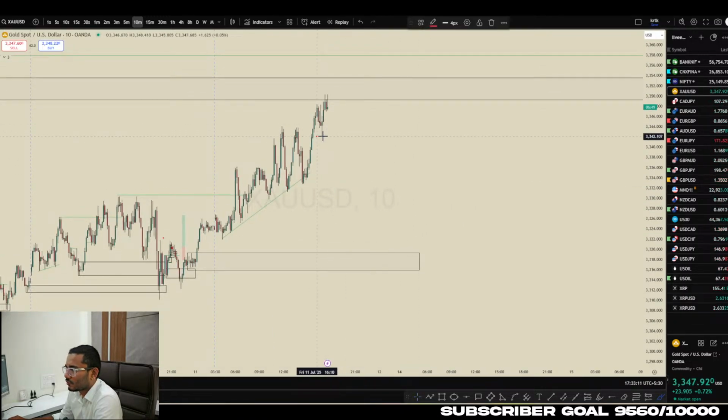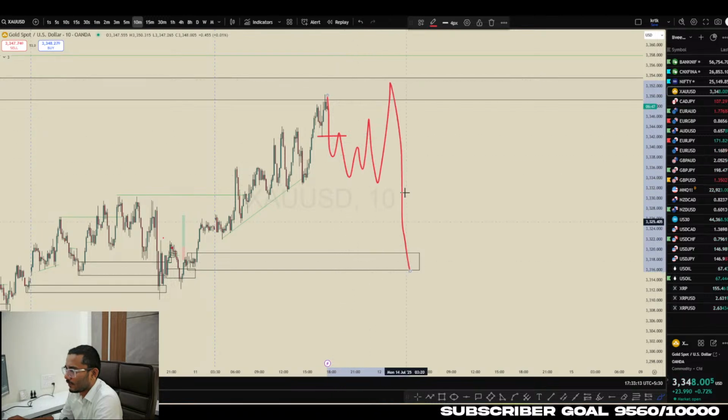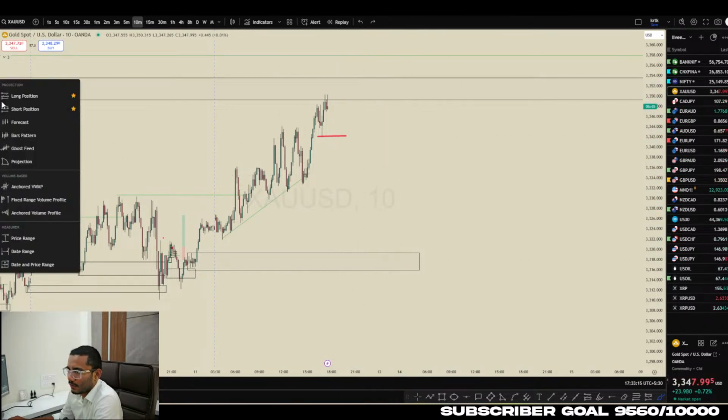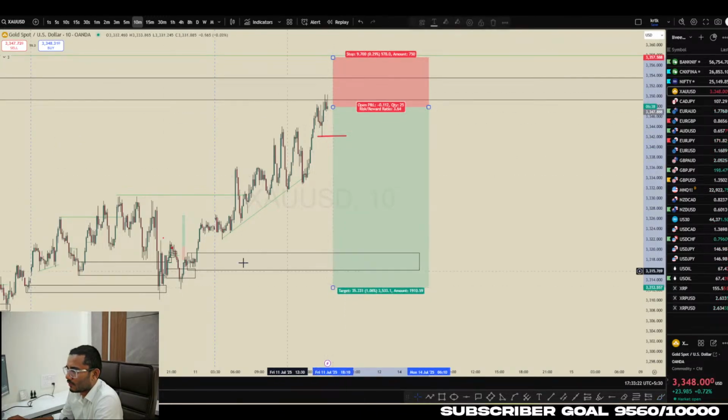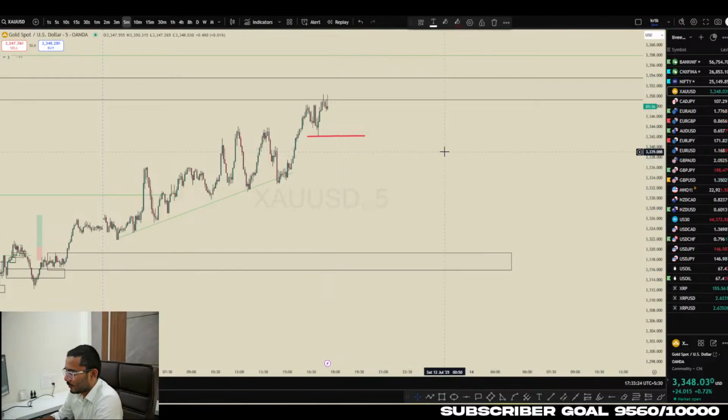So I want price to break this previous low and create some kind of liquidity so we can look for sell side trades. And even though there is no order block here, I'll put my stop loss above this area. So I'm waiting for price to break the previous low.